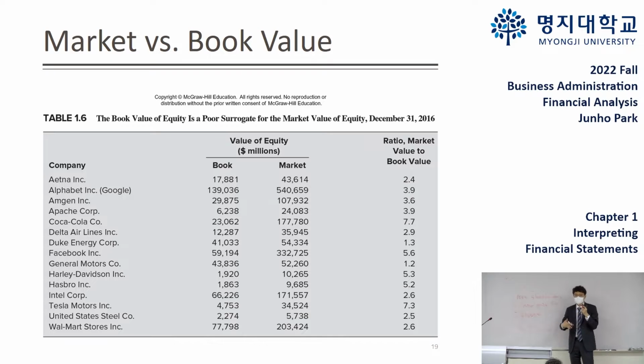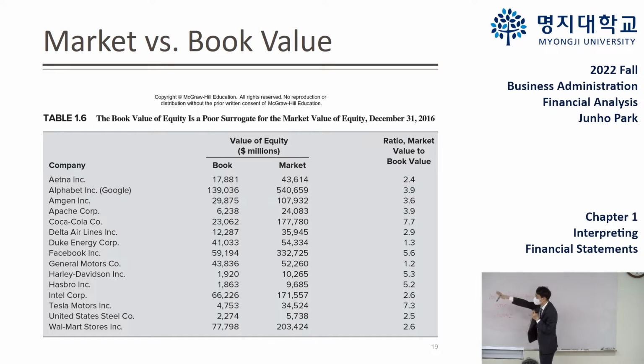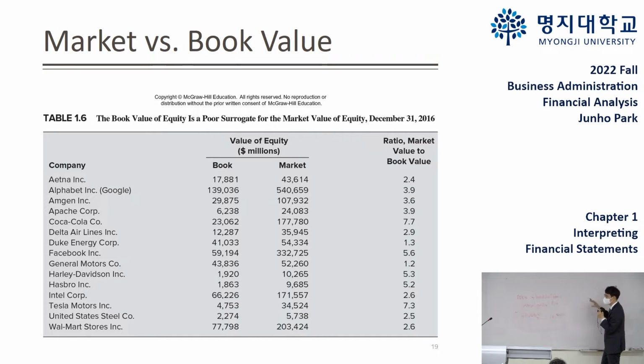And as time goes by, you will make some income, and then you will add some of the income to this shareholders' equity, so that it could be $10,500 if you earned $500 this year. Okay, so this is how the book value of equity works. But the market price of equity is different.